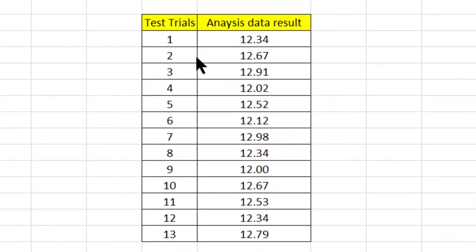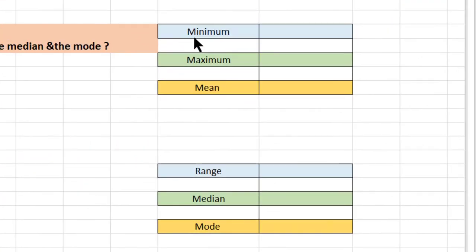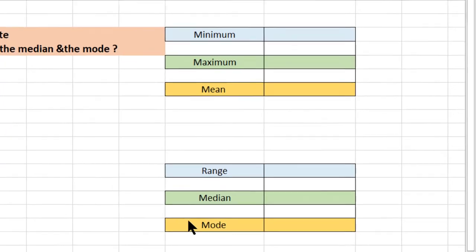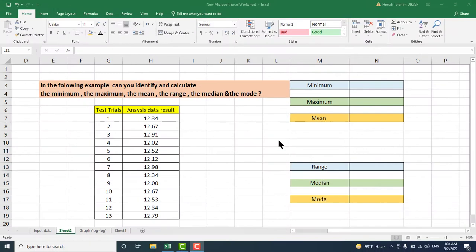Now, I have this guy who has conducted 13 test trials and he got all those results. Now, the question: he wants to calculate those six terms here: the minimum, the maximum, the mean, the range, the median, and the mode. Now I'm going to show you one by one how to do that.